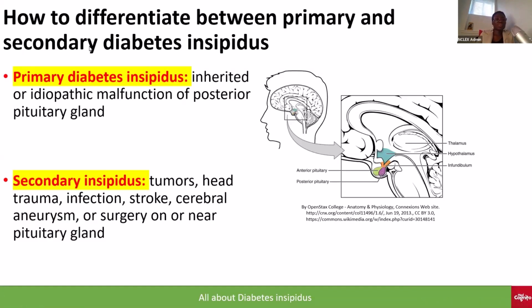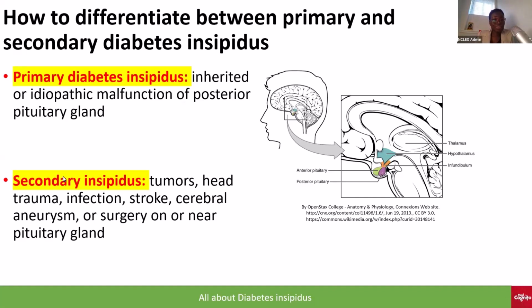So let's now go to how to differentiate between primary and secondary diabetes insipidus. So primary diabetes insipidus is coming from the brain. So it's an inherited or idiopathic malfunction of the posterior pituitary gland. So we have the posterior pituitary gland producing ADH. So when there's a problem with the main center, that is the brain, then it is called primary diabetes insipidus.